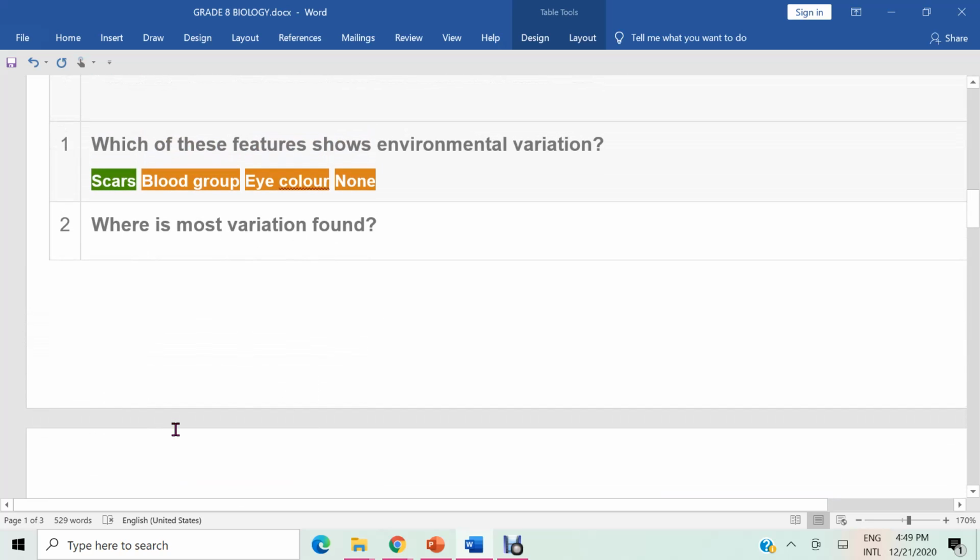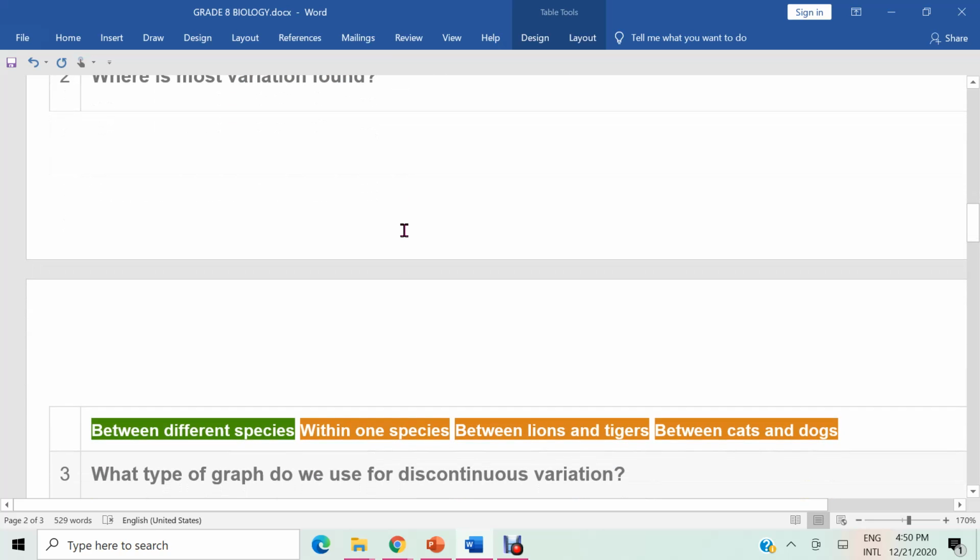Task 3. Which of these features shows environmental variation? The answer is scars. Blood group and eye color are genetic. The environmental variation here is scars. Number two, where is most variation found? It is between different species. The answer for question number two is that between different species we find most of the variations.